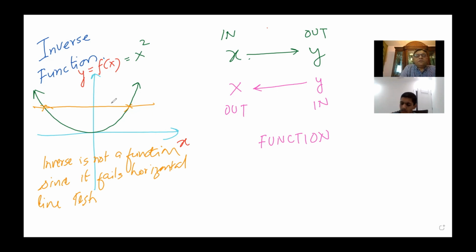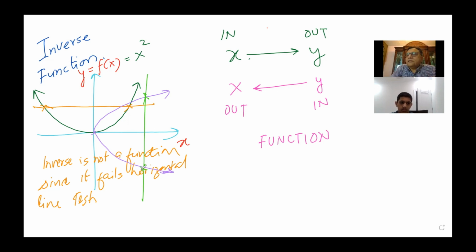If you find the inverse of this, how will it look? It will look something like this. Let me draw it approximately. Do you see that? Now this is not a function, since if I draw a vertical line here, it crosses at 2 points. So the inverse fails. So this is not a function.